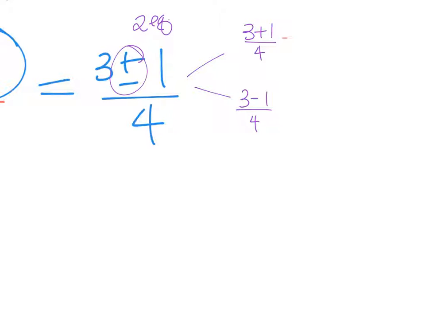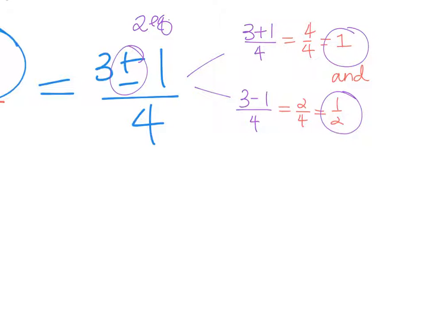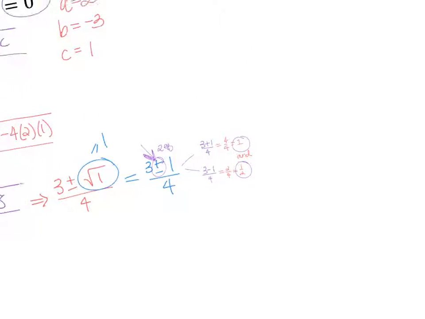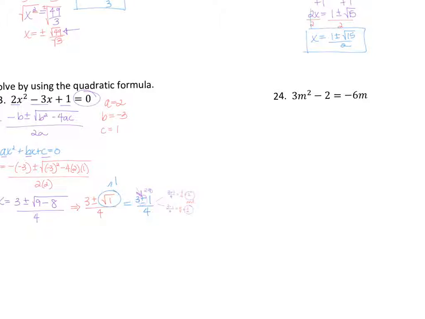So let's reduce this. That ends up being 4 over 4 on top, and then I end up getting a 1. And then 3 minus 1 is a 2 over 4, and that is reduced to 1/2. So my answers are 1 and 1/2. That is it. Those are your answers, 1 and 1/2. You just have to remember, once you get here, you have to split them up. There are two answers, and you can simplify them even more.